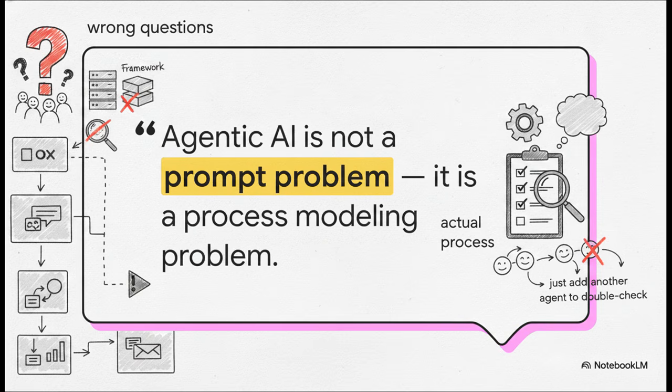The issue is that most teams start with entirely the wrong questions. They ask, hey, what model should we use? Or what framework should we build this in? Or even, can we just add another agent to double-check the first agent? We literally need to stop asking those questions and start looking closely at the actual process we're trying to automate.